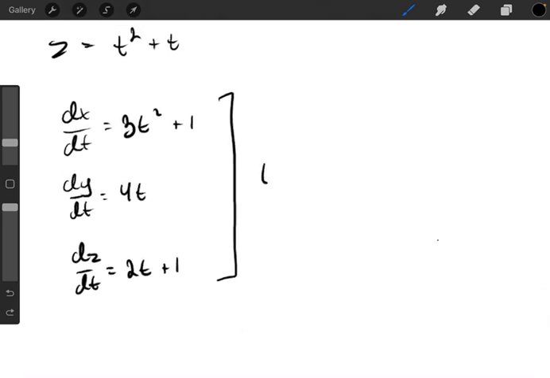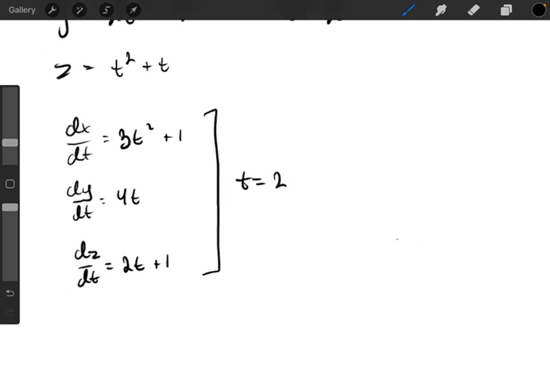So, t equals 2, you end up with your slope vector at t equals 2 being 3 times 2 squared, which is 12, plus 1, 13. 4 times 2, 8. And 2 times 2 plus 1, 5. That's your slope vector.